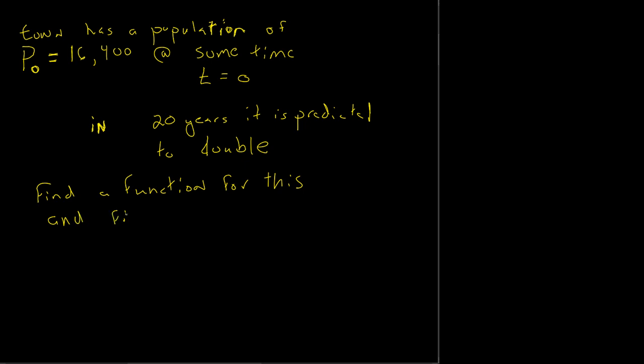And find the population in 50 years. So this is really how we see exponential problems. We have something that's doubling or it's growing and it has an exponential growth. A little idea on why populations can be seen as growth models.